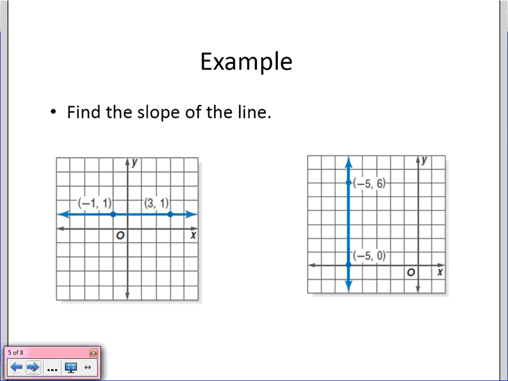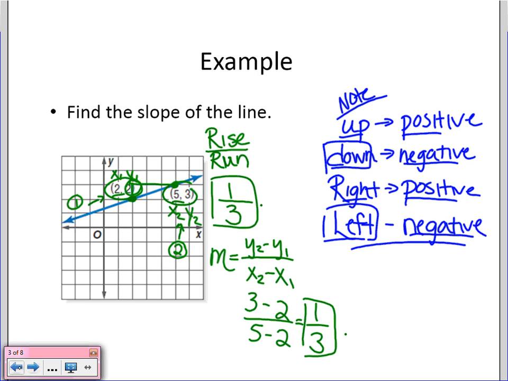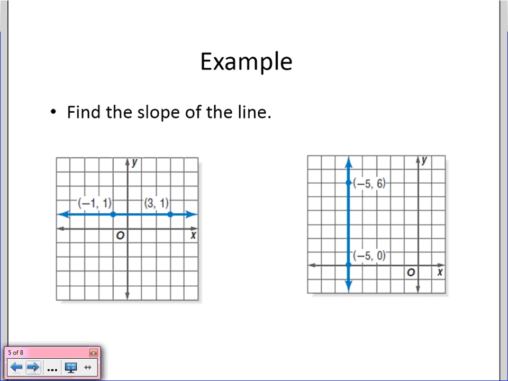Okay, now we're going to find the slope of these lines. Now the difference between this line and the lines we just saw prior is that they are a horizontal line and a vertical line. Now these are going to be the special cases where we have a 0 slope, or we're going to have an undefined slope. Now to tell the difference between these, I'm going to solve these algebraically.